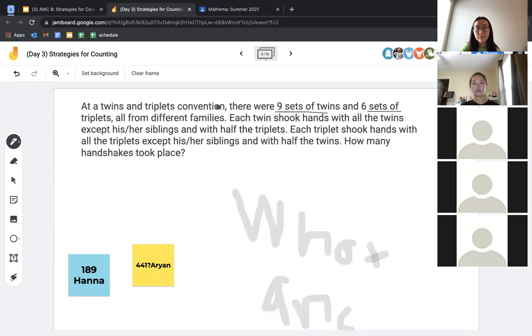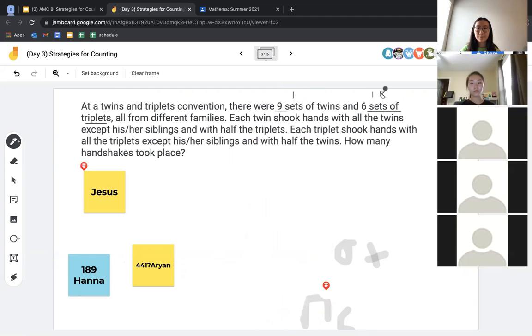So there's 9 sets of twins and 6 sets of triplets. If there's 9 sets of twins, each pair of twins has 2 of them, and so that's 18 total people. And then 6 sets of triplets, that's 6 sets of 3. So that's also 18 total people.